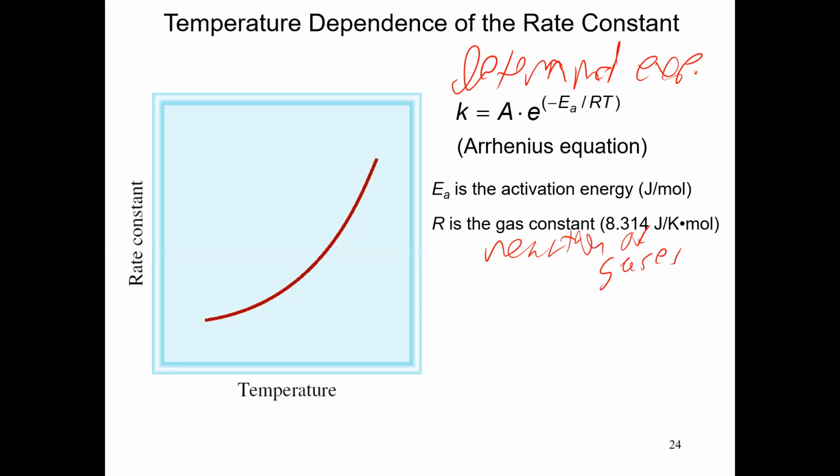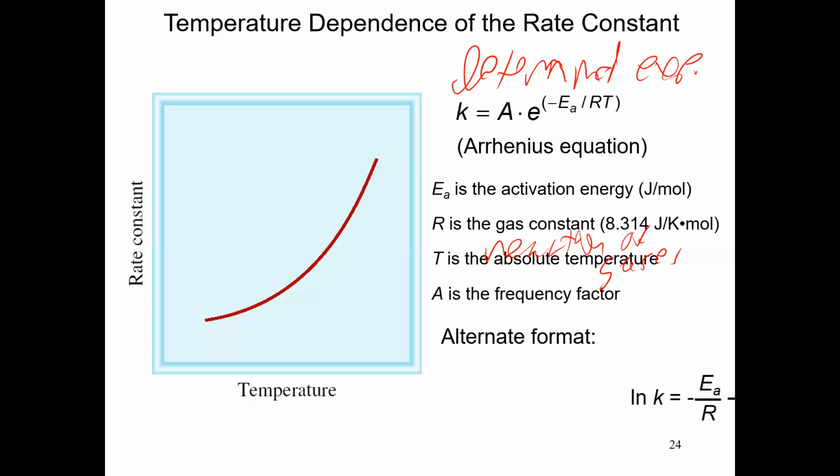Okay. And again, gases are the easiest ones to move around at higher temperature. T is the absolute temperature there, and A is the frequency factor, and that again is also determined experimentally. The alternate format looks like this. Log K equals EA over R, 1 over T plus log A. But again, this is the most useful equation for the Arrhenius thing.